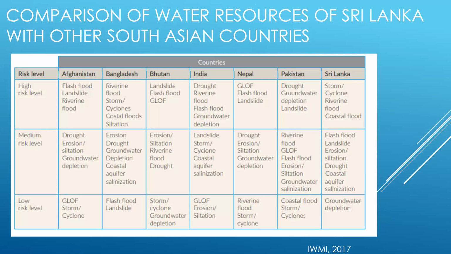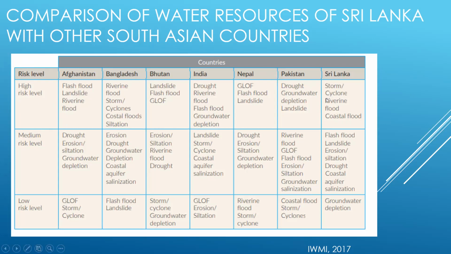Now let us compare our water resources with the regional countries in South Asia. If you look at the risk levels, I have taken this from one of the IWMI reports, which was compiled in 2017, and you can see the risk level for different countries. Now, if you take Sri Lanka, you can see what sort of high risk disasters are taking place.